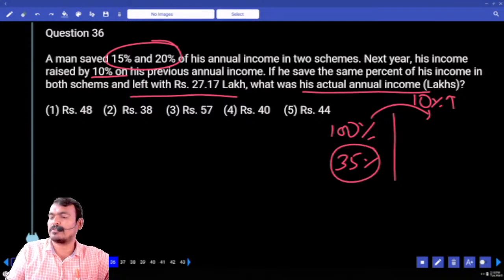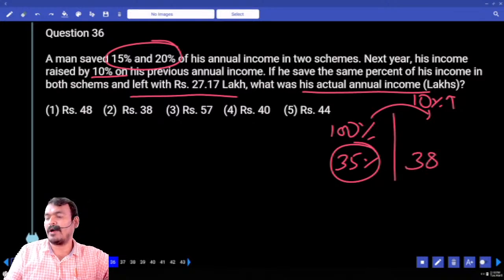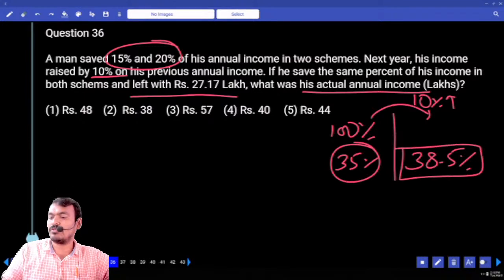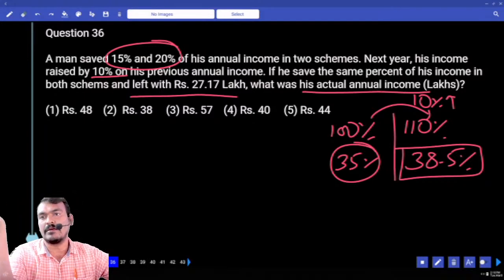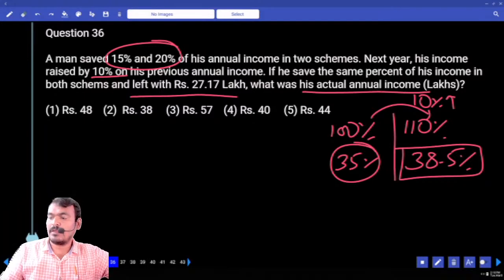What is the 35% of 10? 3.5. 35 plus 3.5 is 38.5 or not? That 38.5 is the new saving or new expenditure? New saving. But new income is how much? 110 or not? New income is 110%. New savings are 38.5% or not?